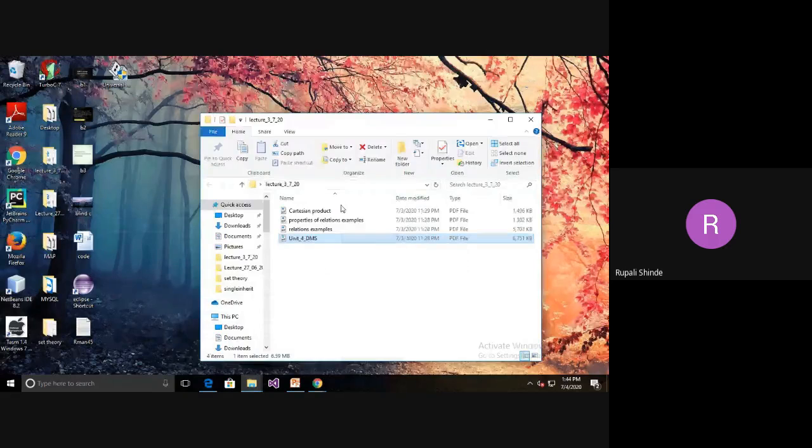For that we will see some examples. Here they have given a set containing 4 elements: 1, 2, 3, 4. We have to check whether this relation is a reflexive relation. Here they have given the relation as 2 comma 2, 2 comma 3, 2 comma 4, 3 comma 2, 3 comma 3 and 3 comma 4. All these ordered pairs define relation R. Now we have to check whether this one is a reflexive relation.